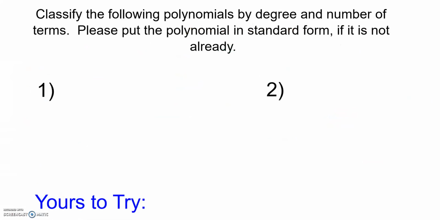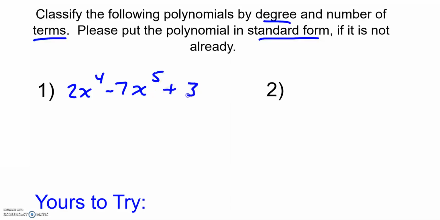So to do some specific examples, what I'd like to do is classify the following polynomials, which I'll make up here, by degree and number of terms based on the last slide. And if the polynomial is not in standard form, we would like to put it in that first. So here's a first example. 2x to the 4th minus 7x to the 5th plus 3x.